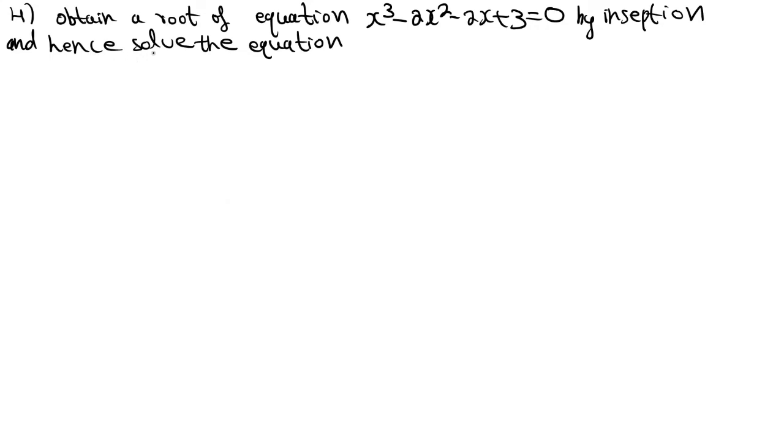See the next question. Obtain a root of equation x cube minus 2x square minus 2x plus 3 equal to 0 by inspection and hence solve the equation. Here see, for inspection method between roots is not given. Okay, between roots given, it's easy to take the numbers, but here between roots is not given, so you need to take random numbers and you need to verify. So consider the equation x cube minus 2x square minus 2x plus 3 equal to 0.